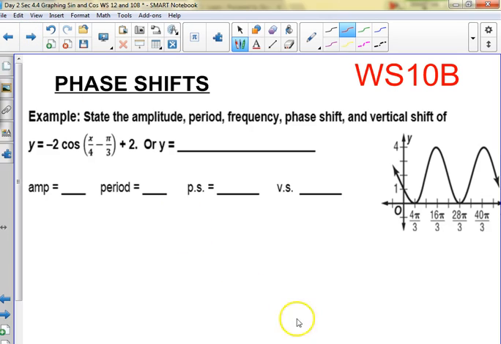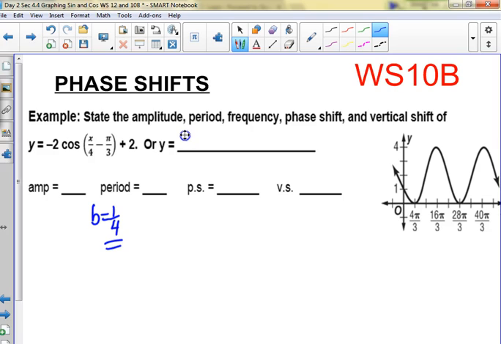Okay. I'm on 10B now. I'm going to practice a couple more of these and talk about frequency, and I don't have a lot of time left. Is this one factored or unfactored right now? It is unfactored. Okay, there's nothing pulled out in front of it. What is the B value? It is 1/4.